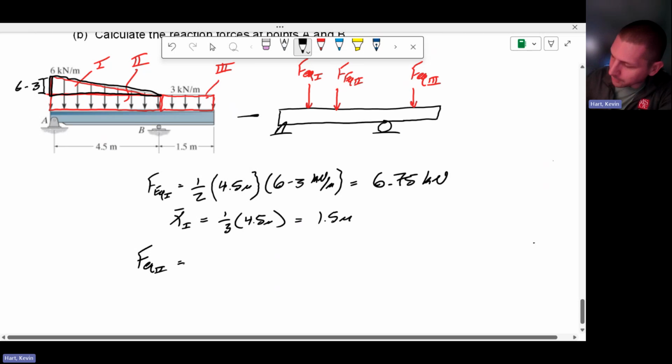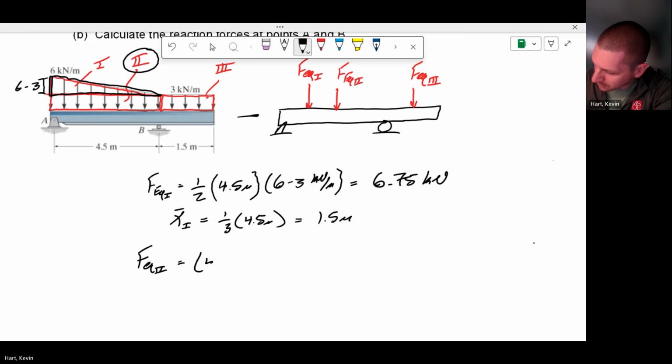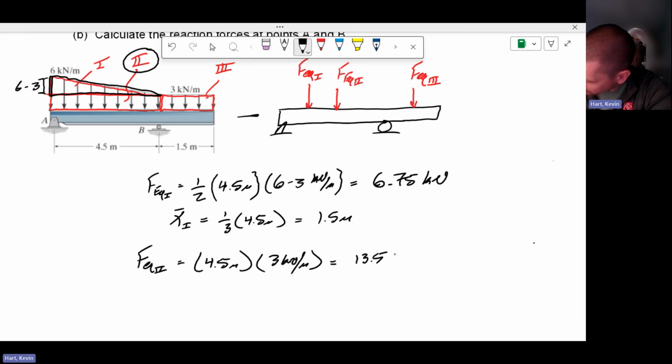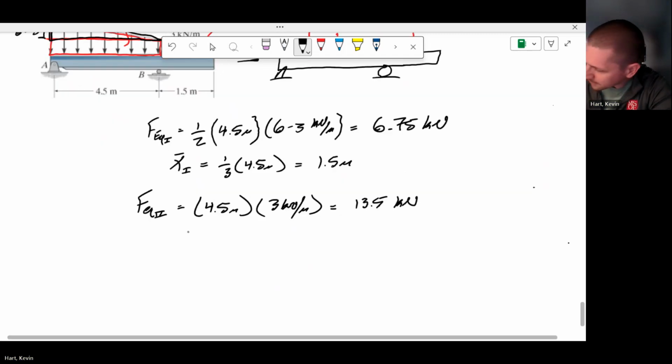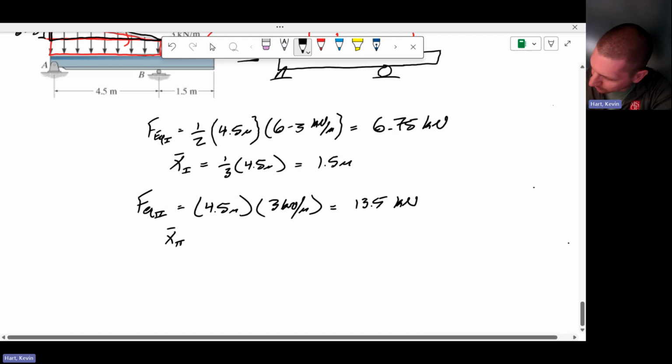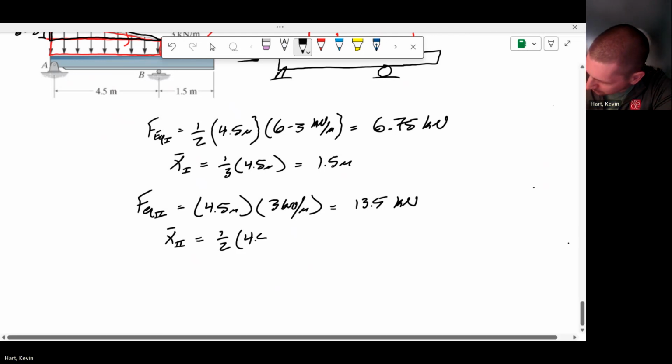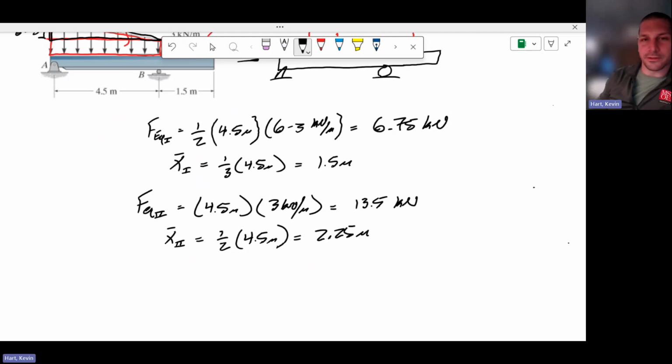Let's look at our equivalent force number 2. This is for the rectangular distribution. So it's going to be base times height, 4.5 meters, times the height here of the rectangle only, which is 3 kilonewtons per meter. So this gives me 13.5 kilonewtons. And this is going to be located at X bar 2 position, which is halfway along the length of the rectangular portion, so 2.25 meters from the left-hand side.